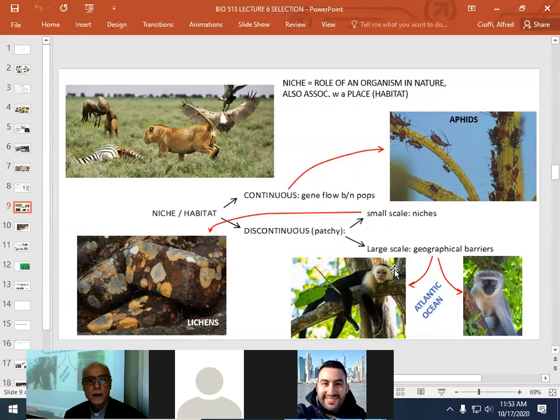Large discontinuous niches and habitats can also be different continents where we have, for example, the old world monkeys in Africa and the new world monkeys in Latin America. The old world monkeys living, for example, in the Congo Basin, and the new world monkeys living in the Brazilian rainforest, okay? So basically the role that each organism plays in nature and the combination of these roles then forms an entire ecosystem when we include the abiotic, the non-living factors into the equation.